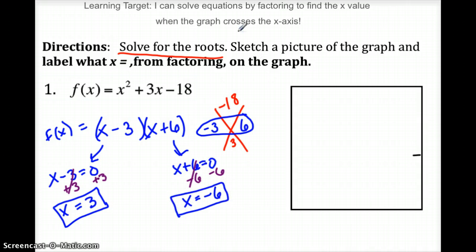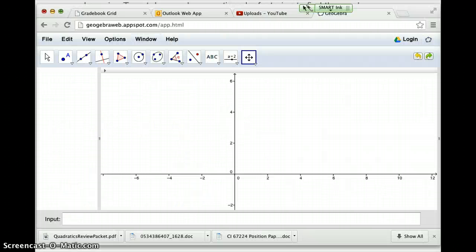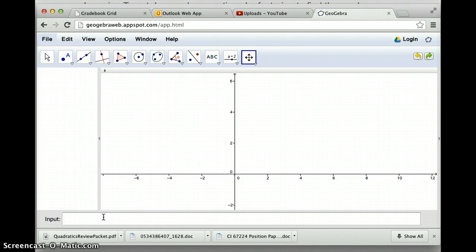Now, if you look at the directions, it says sketch a picture of the graph and label what x equals from our factoring. So in this box, draw a quick coordinate plane. And in class, we use something called GeoGebra. Now, you can download this on your computer. It's free, and it's kind of a cool thing to have.